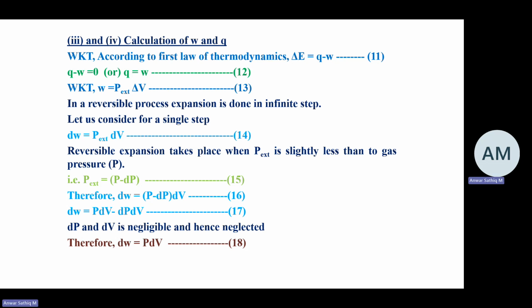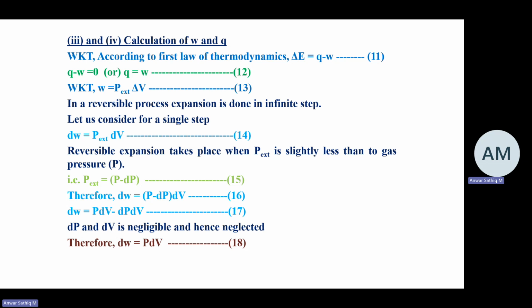Third and fourth, calculation of W and Q. We know that according to the first law of thermodynamics, delta E is equal to Q minus W. This is equation number 11. Here, we know that at an isothermal condition, delta E is equal to 0. Therefore, Q minus W is equal to 0, or W is equal to Q. This is equation number 12.